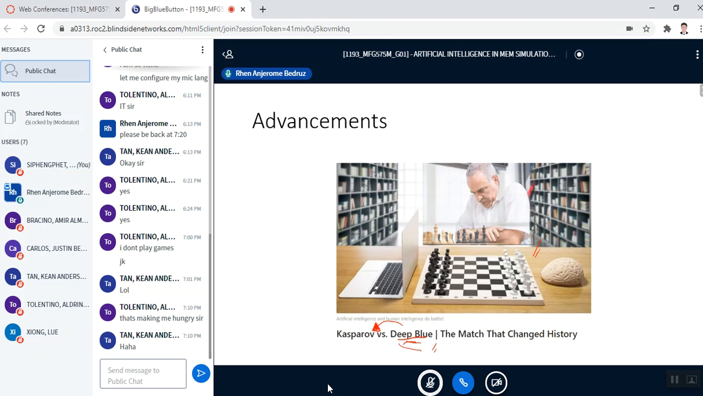So since we want to move forward, we could be the next generation of AI programmers. In your case, you could be the next generation of AI programmers in the manufacturing industry. So you could maybe create the Deep Blue of manufacturing. Is that clear? Yes, sir. Clear. Good. So that's a short story.